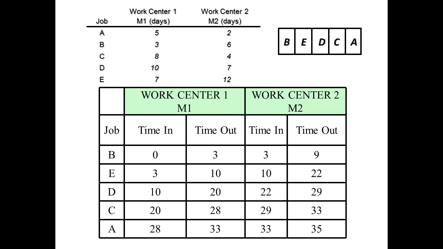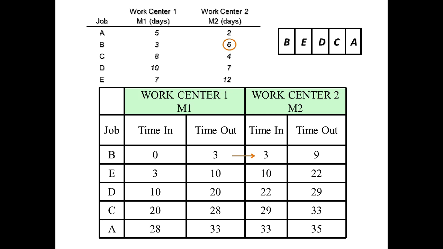Next, we will analyze the activities on work center 2. For job B, it will enter work center 2 after it leaves work center 1, which is at day 3. The activity time for job B at work center 2 is 6 days. Job B will be done on day 9.